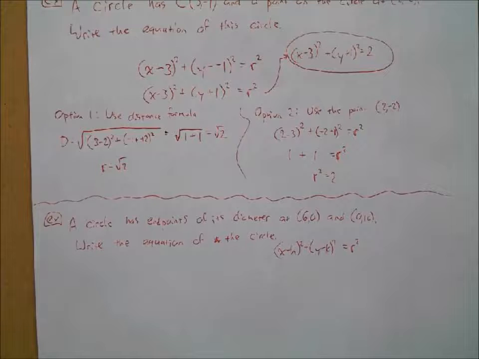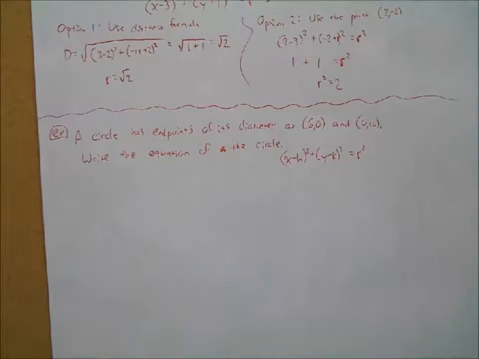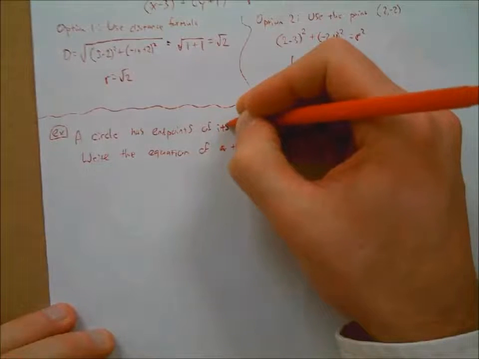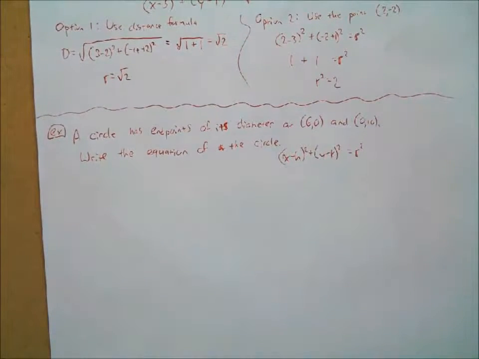Okay, so this is a little bit different. We want to write the equation of a circle. We need a center, we need a radius. Are we given the center of our circle in this problem? No. Are we given the radius of our circle? No. All we know are the endpoints of a diameter. I know I said its diameter, but really there's an infinite number of diameters there. So the endpoints of a diameter of the circle are at 6, 0, and 0, 10.